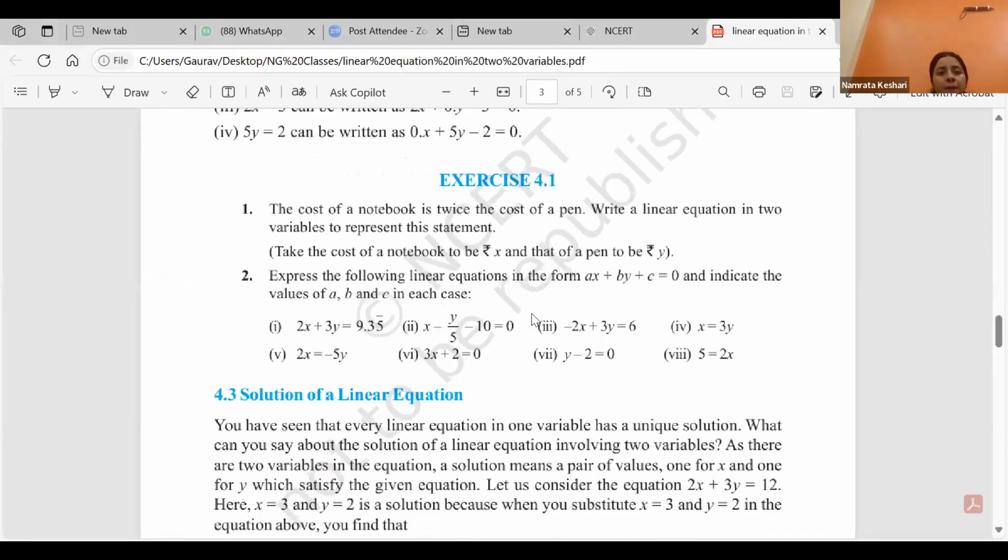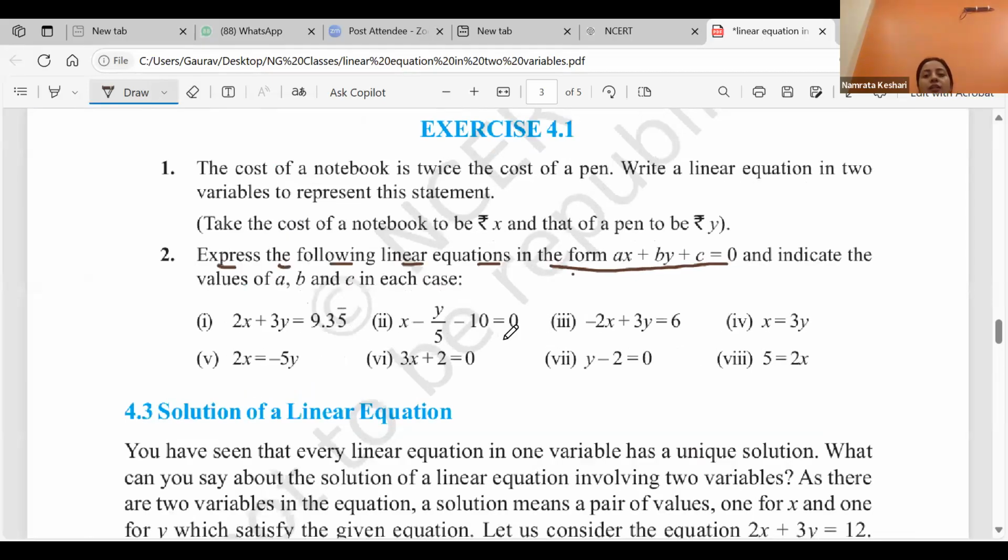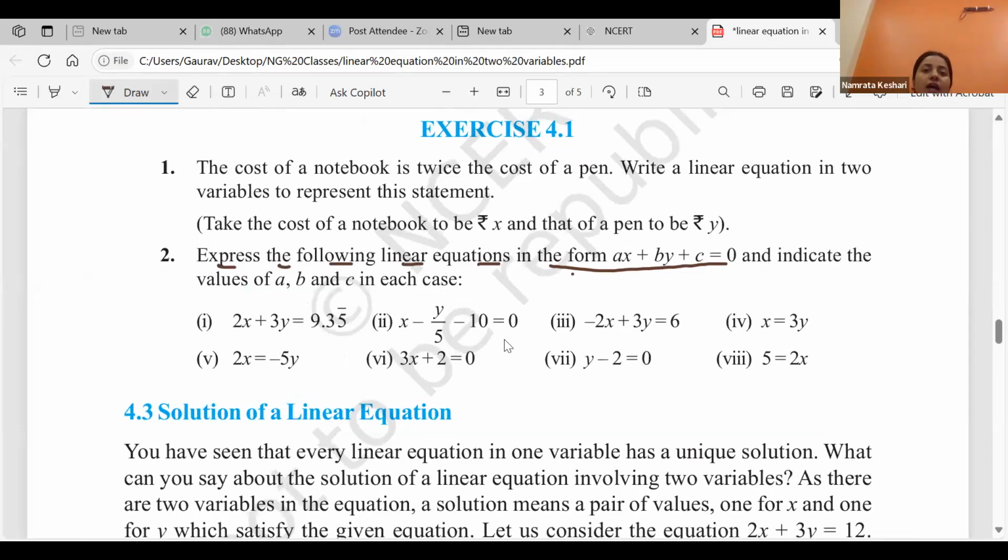Yes, ma'am. Here I am reading the second question. Can you see exercise 4.1 is written in front of you? The same screen you are able to see, right? Okay, so first we'll be doing question number 2. It says express the following linear equation in the form ax plus by plus c is equal to 0, and indicate the value of a, b, c. We have to express each one by one in this standard form, and mention what is a, what is b, and what is c.